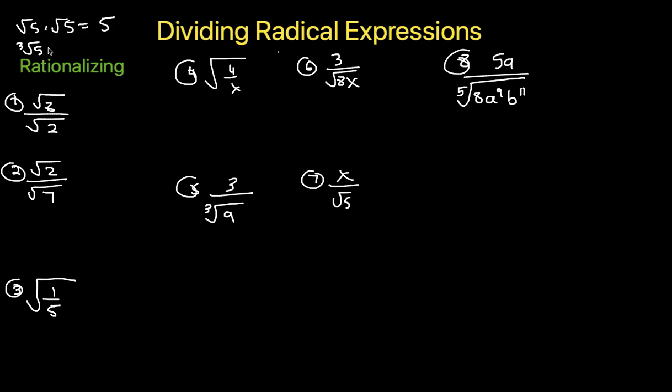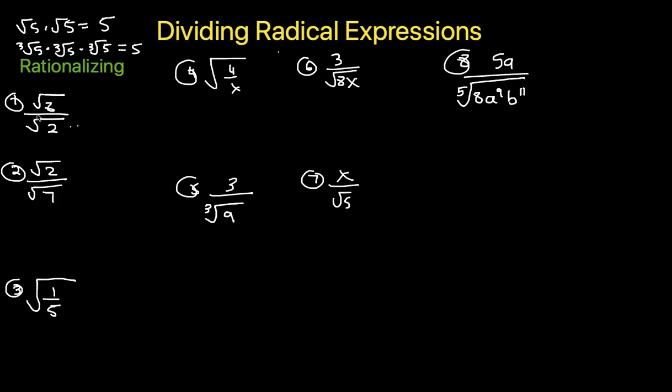If you have a cube root, you would need to do this twice. So cube root of 5 times cube root of 5 times cube root of 5 is the only way you will get 5, because this is the cube root of 125, which would be 5. If you have a fourth root, do it 4 times and so forth. We will go over the other type of rationalizing later.